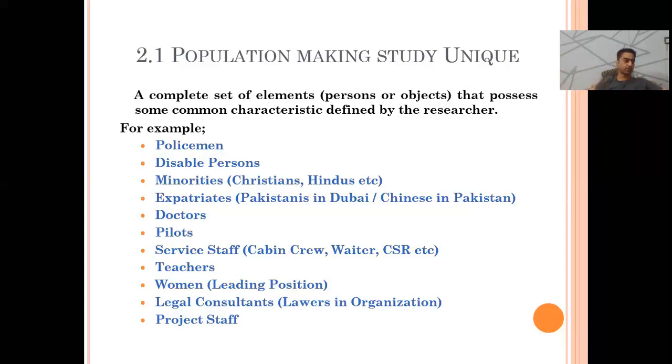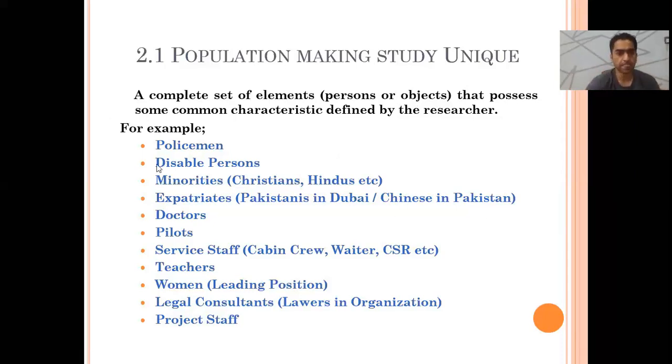If you are going for any kind of research where humans are not involved, then the population can be anything. It can be your computers or the books or the register where you are recording your data. Anyways, in majority of cases, survey kind of researches, we have the humans as our element.